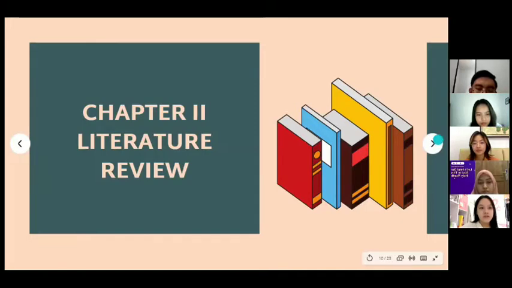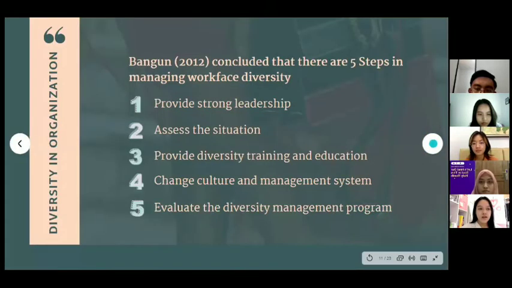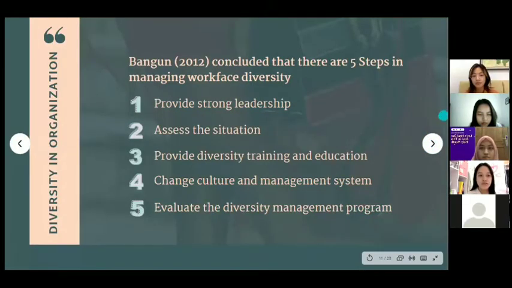Next, I'm going to explain about the literature review. First is diversity in organization. As we know, Indonesia is a country that has diversity, where the community comes from unique backgrounds of various kinds such as education, religion, ethnicity, language, culture, and also tradition.